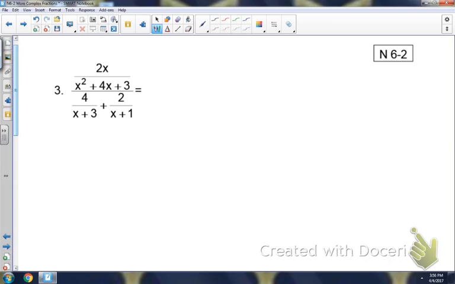Alright, let's take a look at number 3. In order to find the LCD, we have to factor everything. So we'll have to factor this trinomial. Sum is 4, product is 3. So that would be x plus 3 and x plus 1.